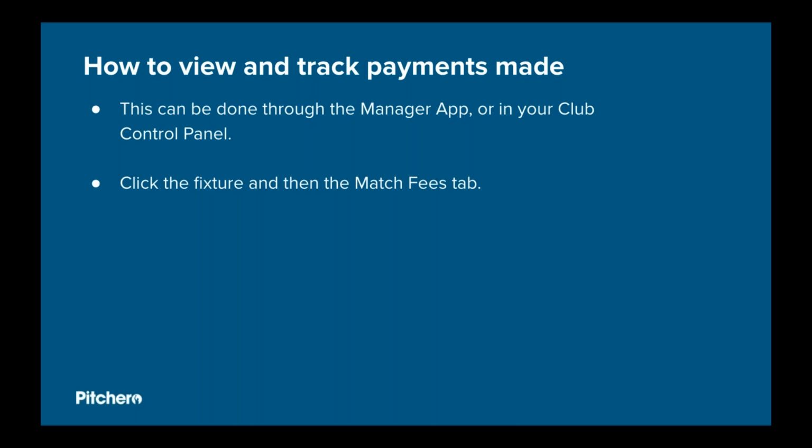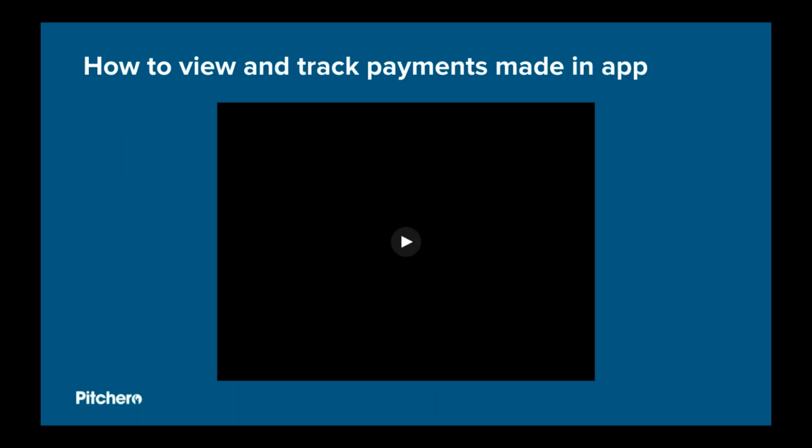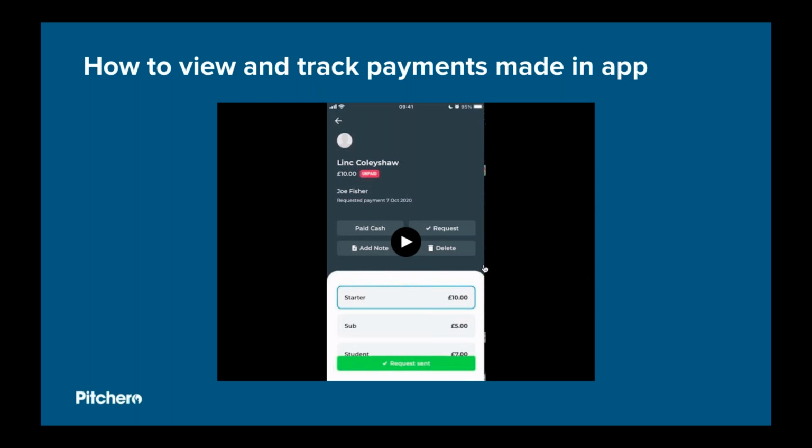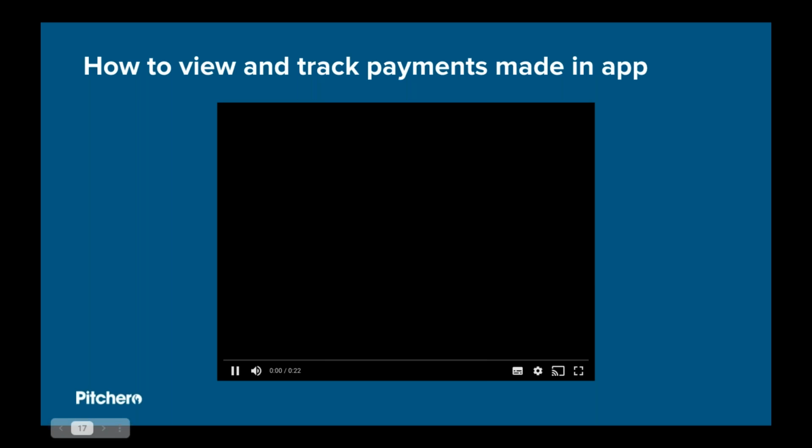How to view and track payments that are made. This can be done through the manager app or in your club control panel. Again, you click the fixture and into the match fee tab, and that will show you who paid. I will show you in the dashboard how it's paid, because that was in phase 2. Again, I'll just show you the small video here.